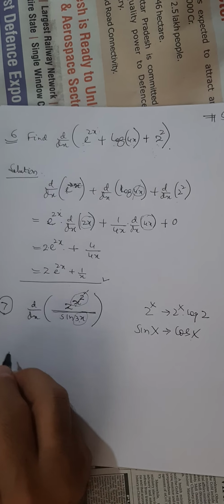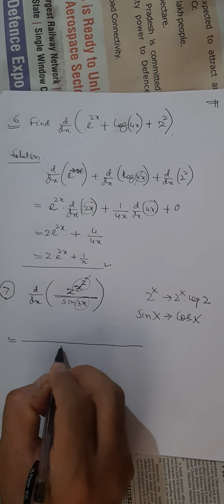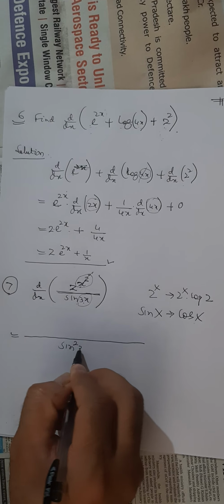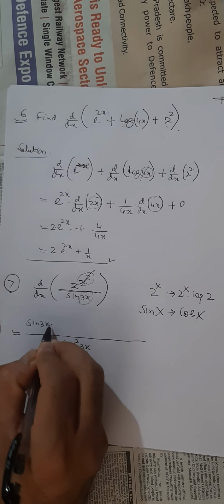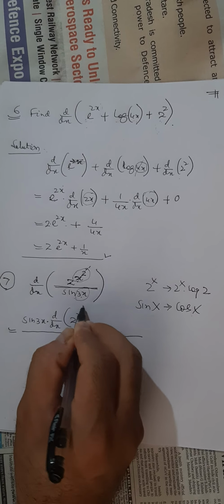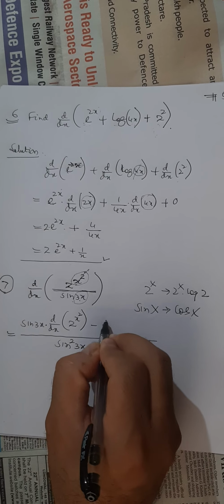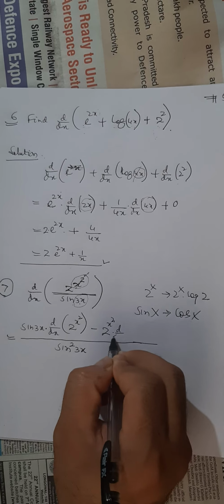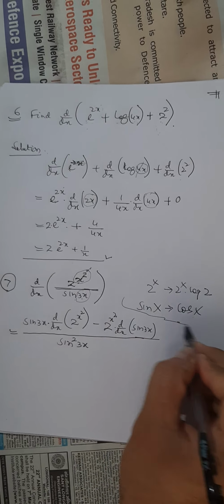And I'll use the division rule. Now what is the division rule? You know, square the denominator function, so sine squared 3x. Now sine 3x as it is, d by dx of the numerator function, that is 2 raised to x square, minus, always now, 2 raised to x square as it is, d by dx of which function? Sine 3x. I have just applied the division rule, remember.